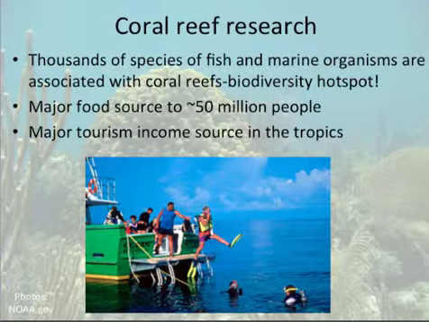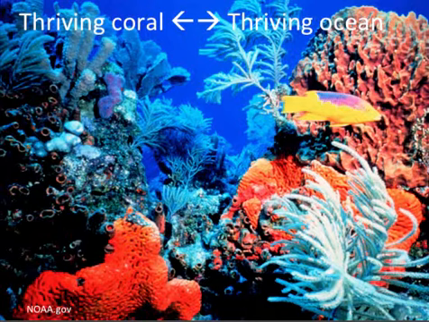In addition to the biodiversity, the fisheries, and the tourism, coral reefs also provide protection to the shorelines around them. So as you've heard, they're often referred to as barrier reefs, and this means that they serve as a barrier between weather events, big waves, or hurricanes, and the shores that they protect. So for all of these reasons, coral are very important. And so thriving coral goes hand in hand with a thriving ocean.